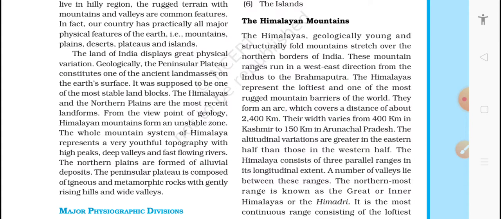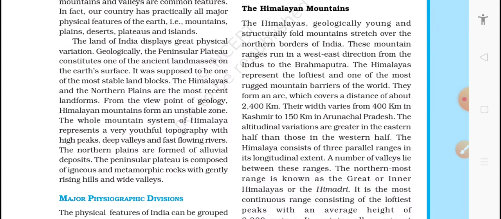So topography means an area which has so many mountains, deep valleys and fast flowing rivers. The northern plains are formed of alluvial deposit. The peninsular plateau is composed of igneous and metamorphic rock with gently rising hills and wide valleys. In previous chapters and previous classes we have already discussed igneous and metamorphic rock, which are made from the molten magma which comes out when a volcano erupts.